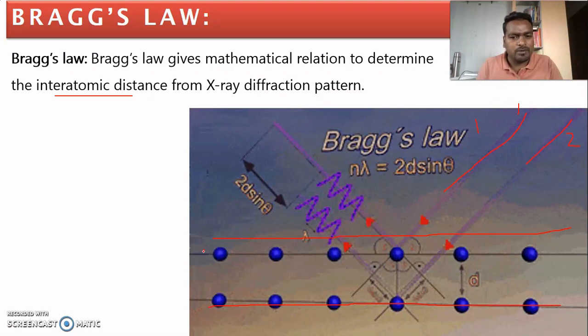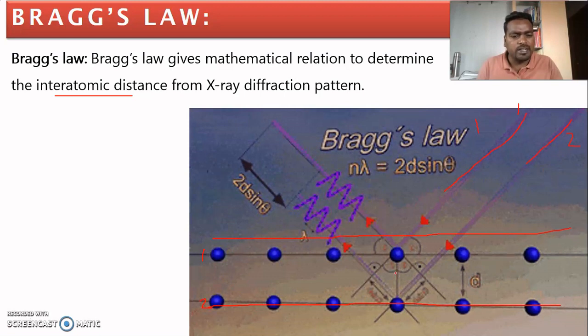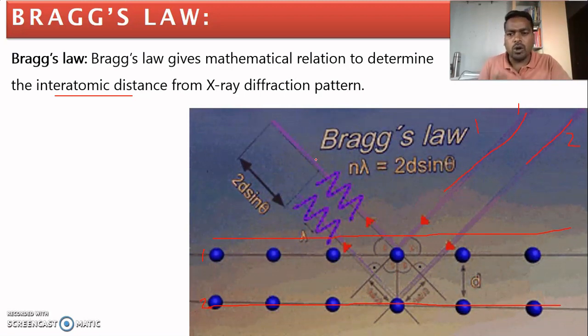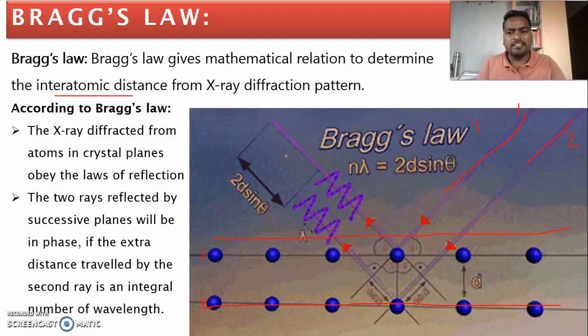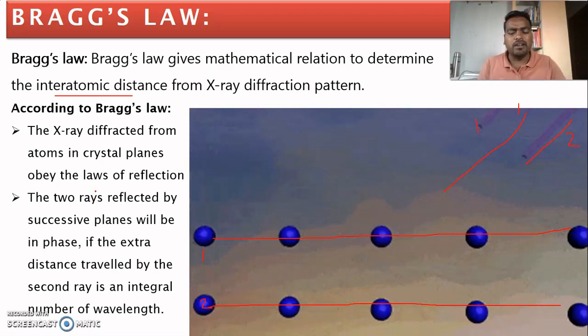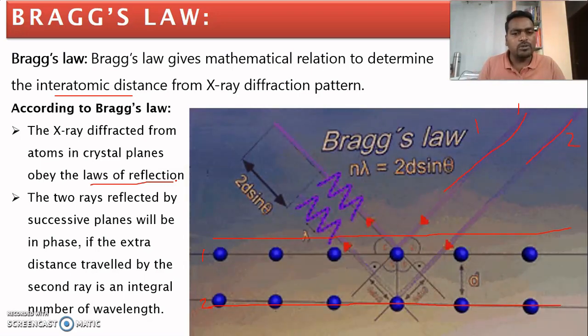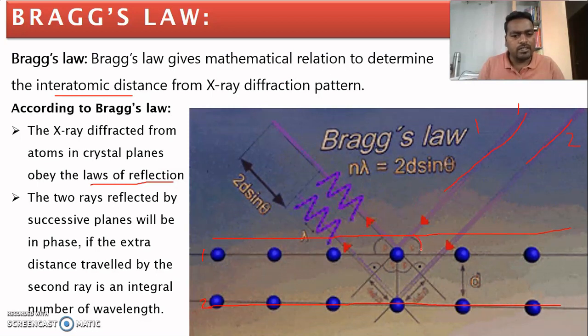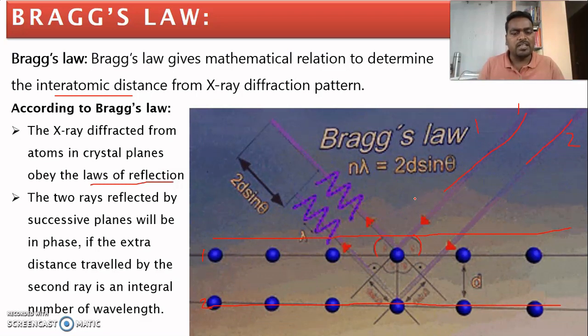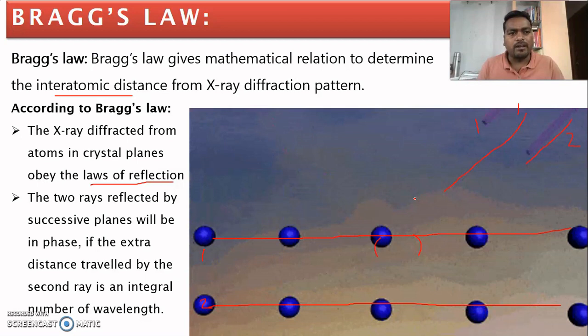So for example, this is a first plane, this is a second plane, second layer, first layer, second layer. So the different layers reflect. According to Bragg, the X-ray diffraction from the atoms in a crystal plane obeys the laws of reflection. Laws of reflection means the angle of incidence is equal to the angle of reflection. For example, if you consider here, this is the angle of incidence, this is the angle of reflection. The angle of reflection is equal to the angle of incidence. So this is called the law of reflection.